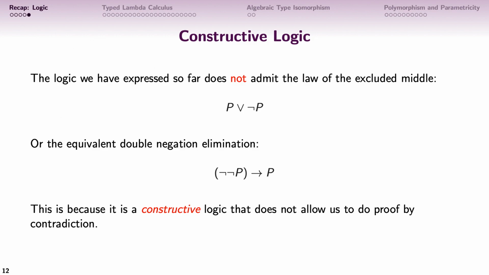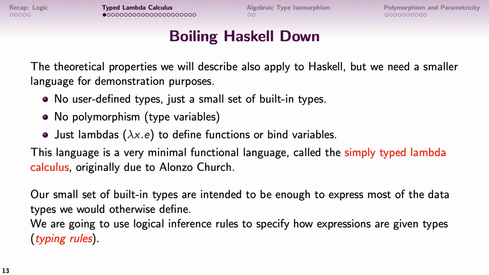So what we're going to do is take Haskell and get rid of a lot of stuff. We're going to get rid of all of our user-defined types. Instead, we're just going to add in a set of built-in types, which we can use to express all of the things we want to express. We're going to get rid of polymorphism. We might talk a bit about how polymorphism works again later on. And in order to define functions and bind variables, we'll just use lambda. So we won't even have let. Instead of let, you can just define a lambda and then immediately apply it to an argument. And we won't have equations to define functions. We'll just define functions with lambda. Okay? And this is essentially Haskell without most of its features.